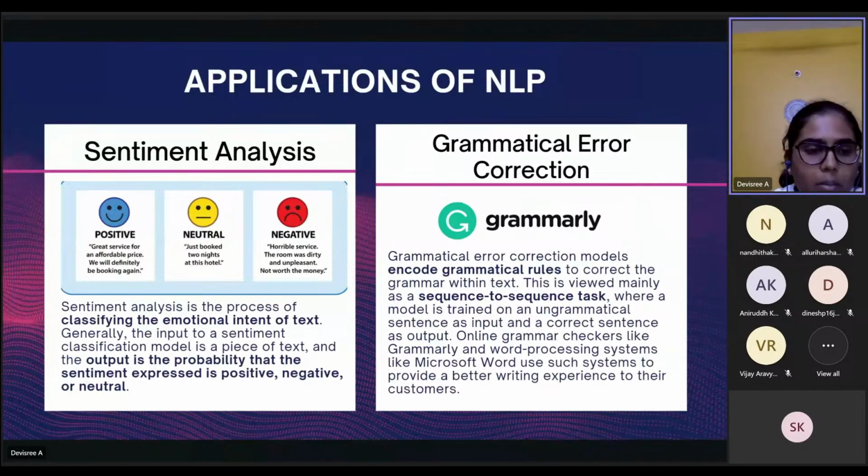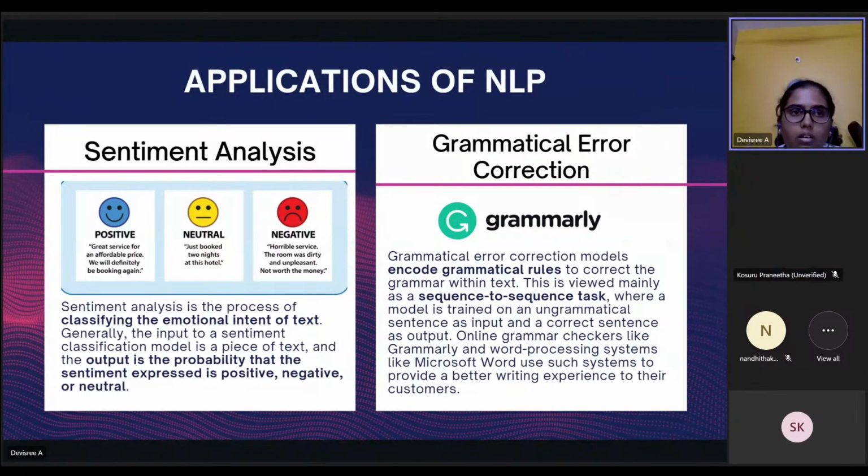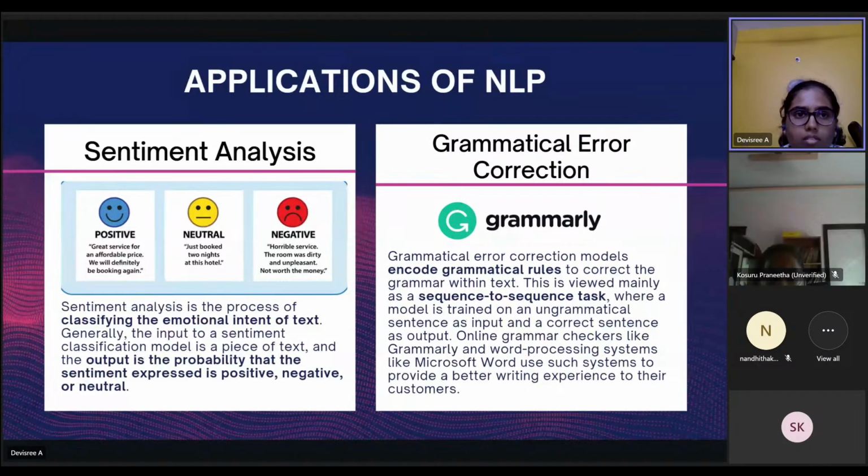Firstly, sentiment analysis. Sentiment analysis is to classify the emotional intent of the text. Text here can be, say, reviews or comments: reviews of a movie you want to watch, or comments and reviews again for, say, an Amazon product, which I'm sure we all might have come across at some point. So it takes all these reviews and comments as the input, and the output is the probability that the sentiment expressed is either positive, negative, or neutral.